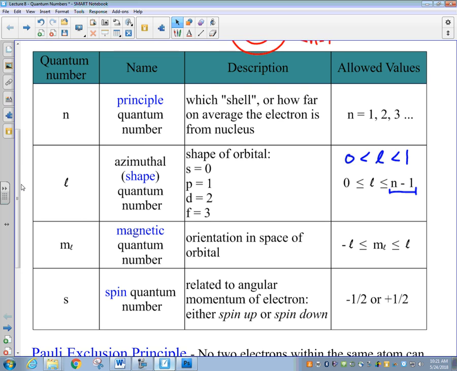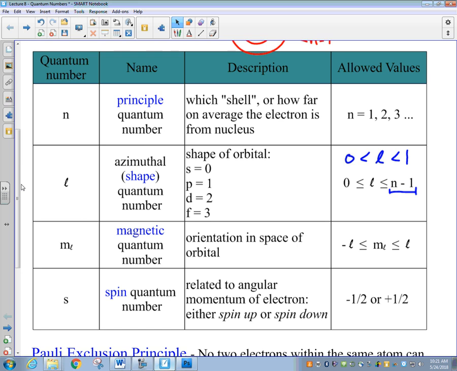So taken together, these two quantum numbers, n and l, tell us the shell of the electron and the shape of the orbital that electron occupies. The third of our quantum numbers is given the abbreviation m sub l, which stands for the magnetic quantum number. That magnetic quantum number describes the orientation in space of that particular orbital.